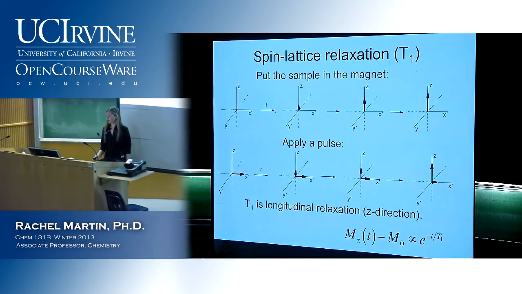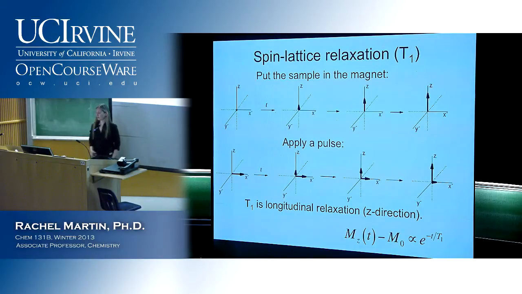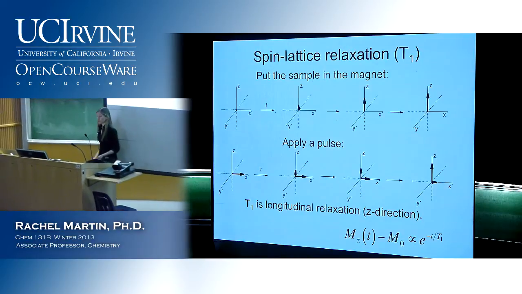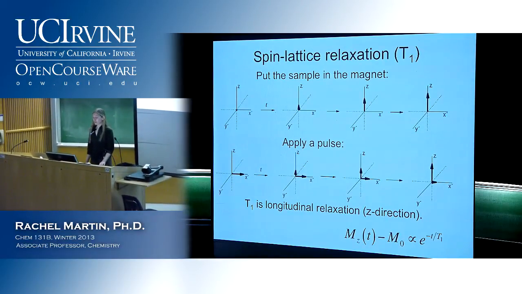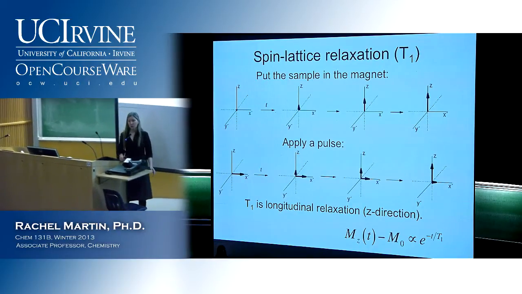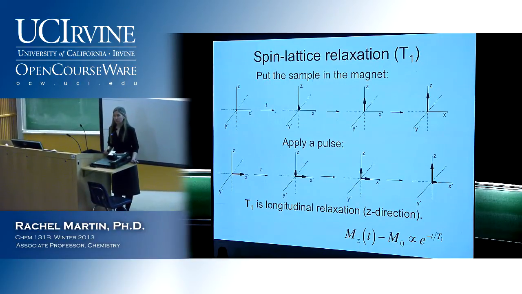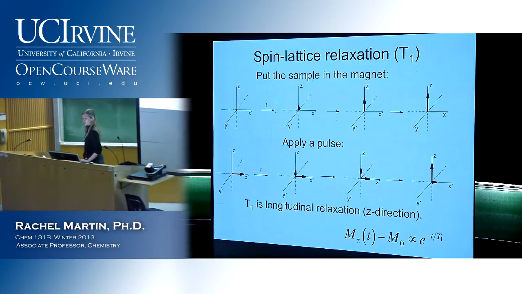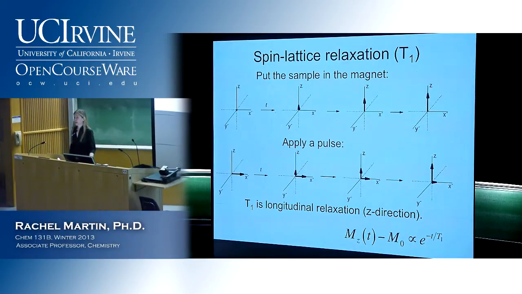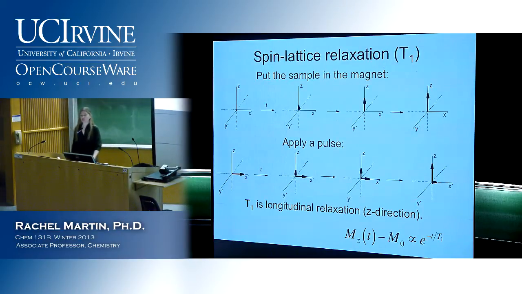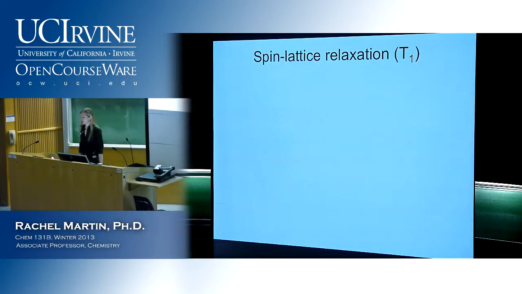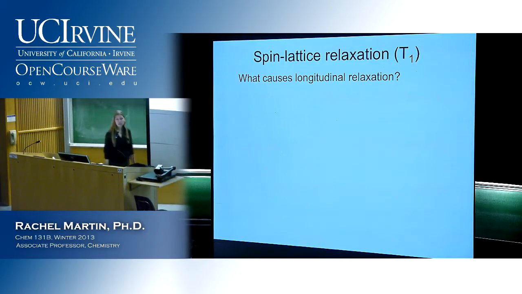So we have Mz as a function of time minus M naught. M naught is the initial value. That depends on minus t over this constant T1. So T1 is the longitudinal relaxation constant, and it's relaxation along z. Notice that this is just an exponential decay. There's no oscillatory component here. We're just talking about the relaxation in the z direction. OK, so let's talk about what causes it.